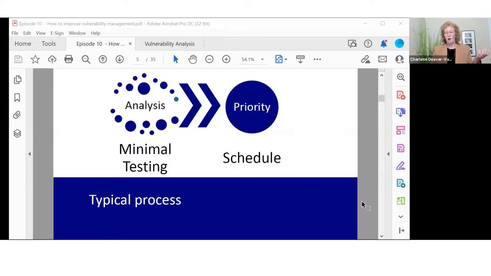And in the typical process, what I would like to talk about changing is that where we're currently doing minimal testing for operational, in there, I'd like to add a piece called analysis. And then where we are looking at how we are prioritizing the vulnerabilities that leads to the schedule, we also want to deal with this piece as well, how we're prioritizing.